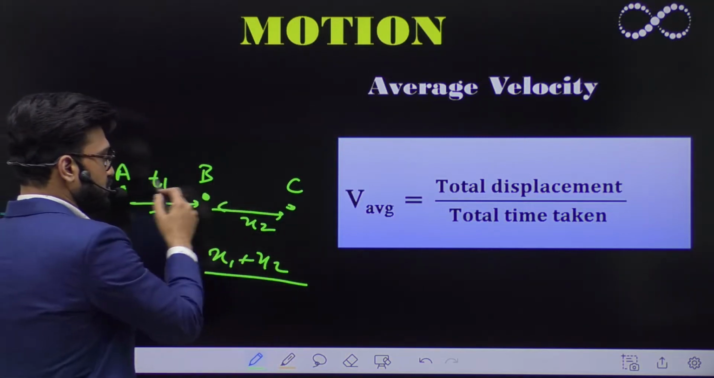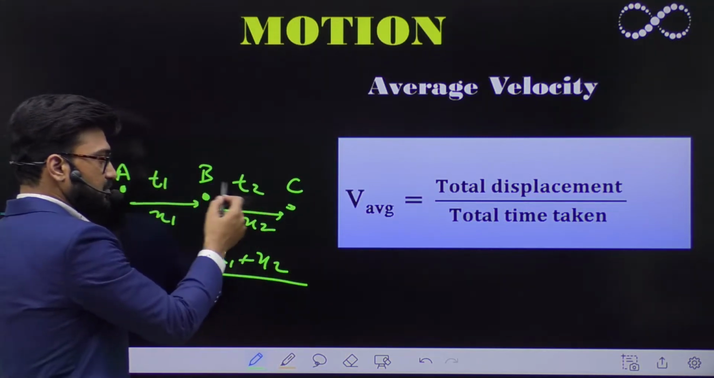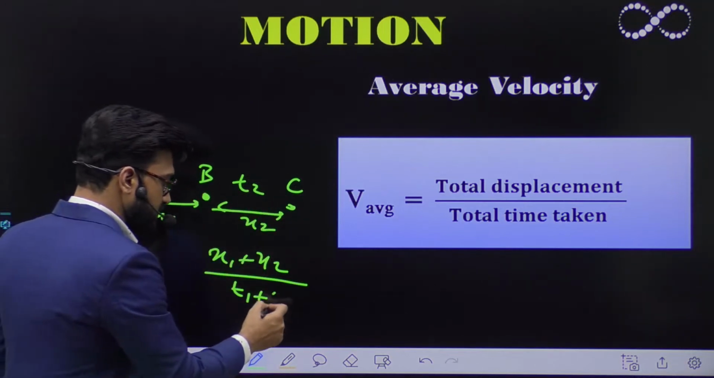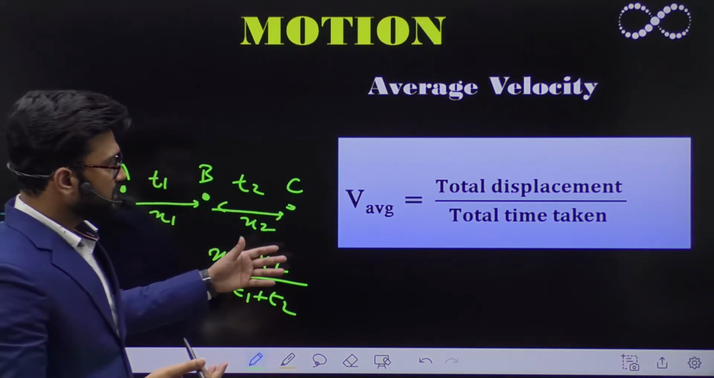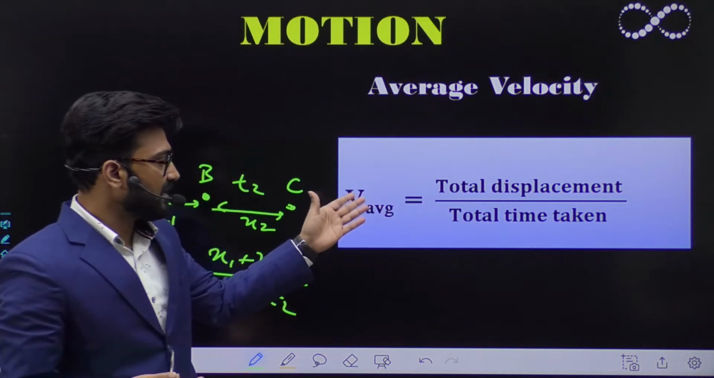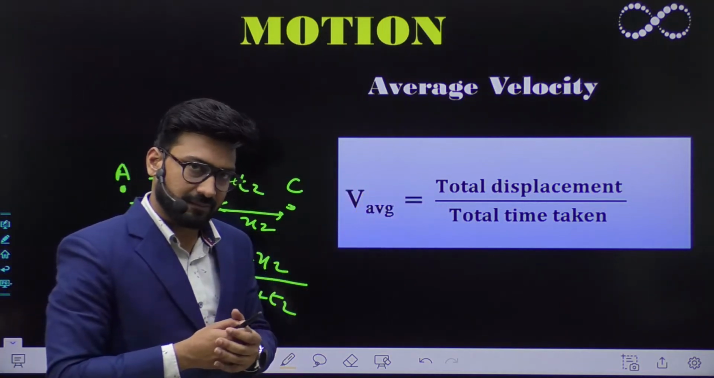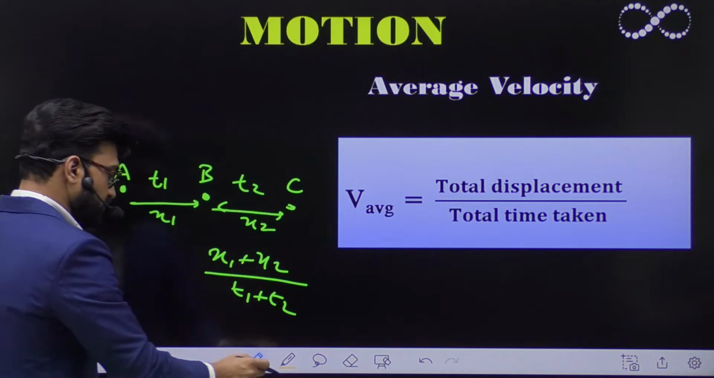Suppose t1 is the time taken to move from A to B and t2 is the time taken to move from B to C, so it would be t1 plus t2 and so on. You can easily find out using this relationship. Average velocity is total displacement by total time. Okay, we'll be moving to the next formula now.